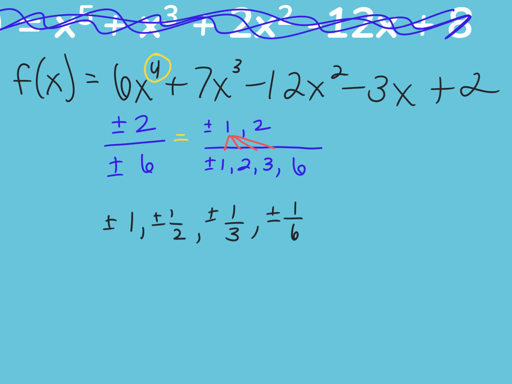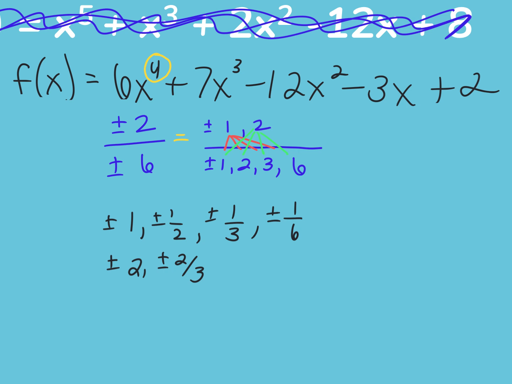Now we're going to do the same thing with 2. You might have some overlaps, which is fine. What do I have with 2? 2 over 1, which is 2. Plus minus 2 over 2, which is 1, so I don't have to write that again. Then plus minus 2 over 3. Then plus minus 2 over 6, which is the same as 1/3. Do I have to write that one again? No. Does everybody understand what I just did there?